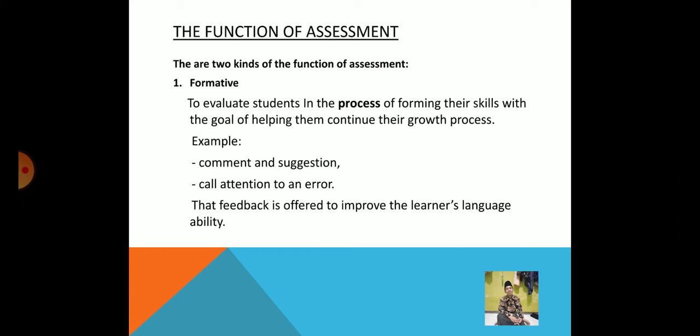What is formative assessment? Formative assessment is to evaluate students in the process of forming their skill with the goal of helping them continue their growth process. For example, the teacher gives comments and suggestions to students, calling attention to an error. Another example, the teacher draws a mind map to test their understanding about the topic, and then asks them to write one or two sentences that identify the main point about the topic. That feedback is offered to improve the learner's language ability.